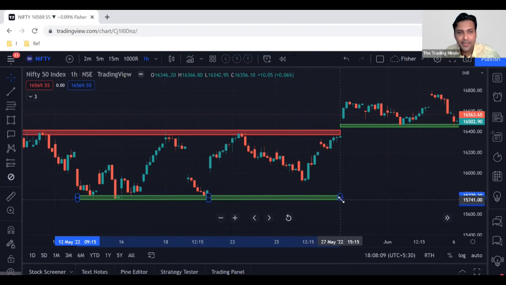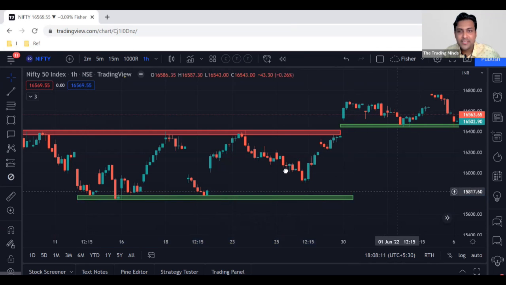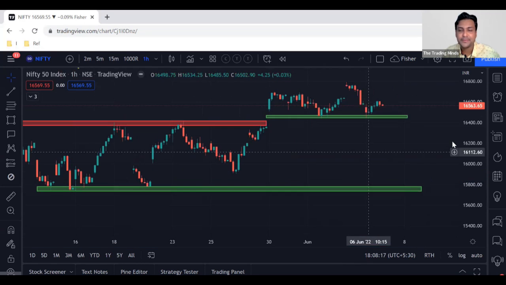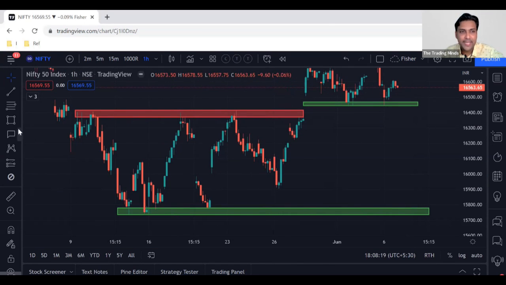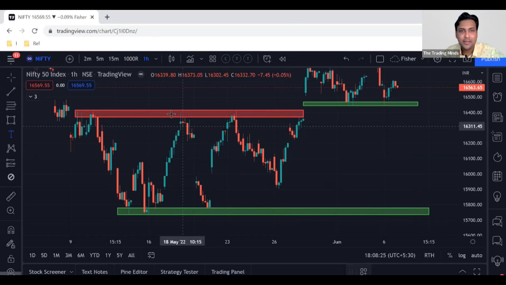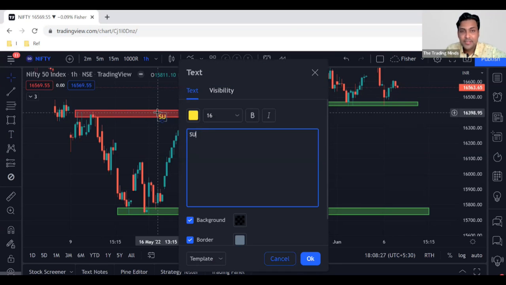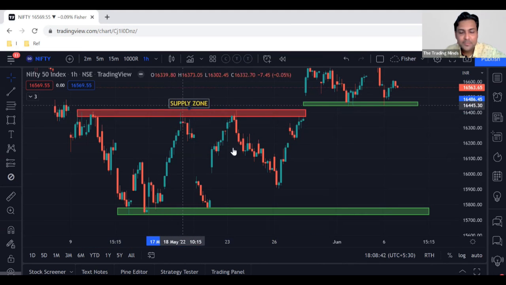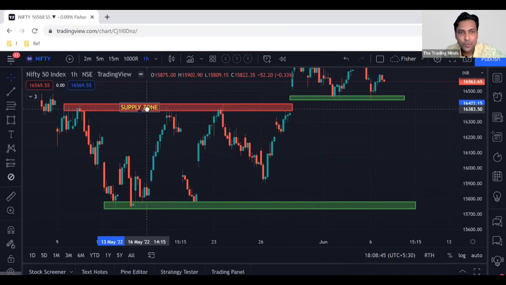I'll also elaborate here, so that next time when the market comes to the same levels, the next day, we can always work with them. So I'll also type for you. Let me go to the text content section and type here: this is my supply zone. You should always look for selling at the supply zone, not buying.